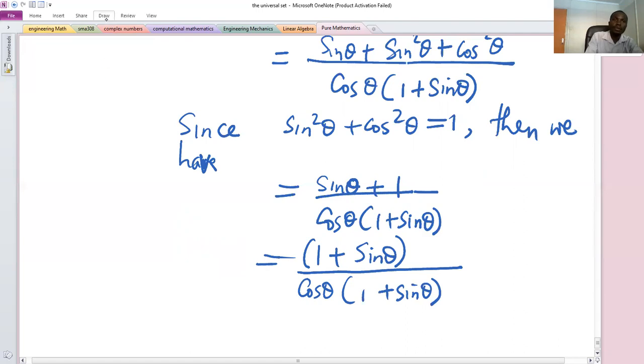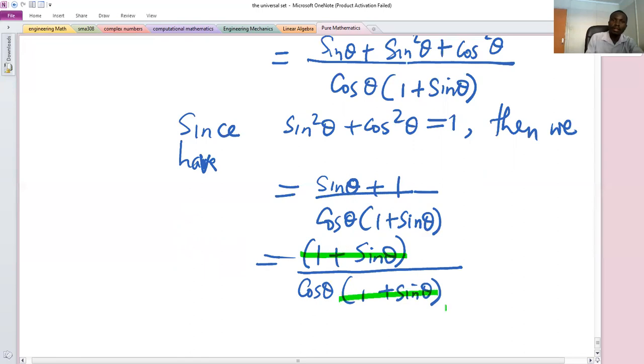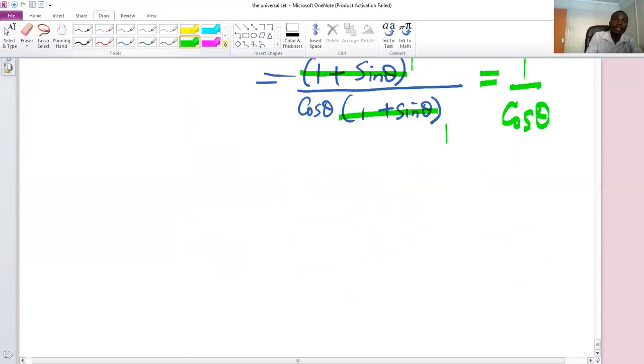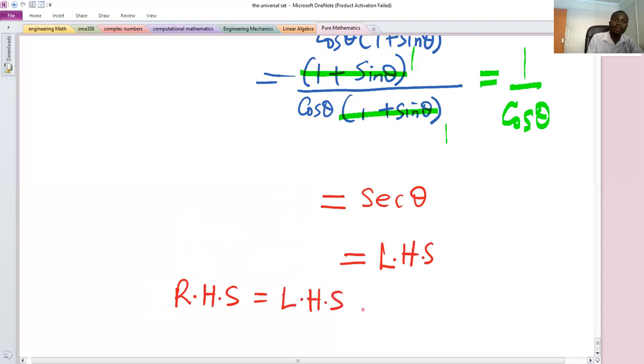Now this allows you to cross these two brackets which are common. So this and this cancels out, so that we remain with 1 over cos theta. And by definition, 1 over cos theta is what defines sec theta. So which is the same as left hand side. So we have successfully shown that right hand side is the same as left hand side, whose value is just sec theta. And therefore that's the end of our proof.